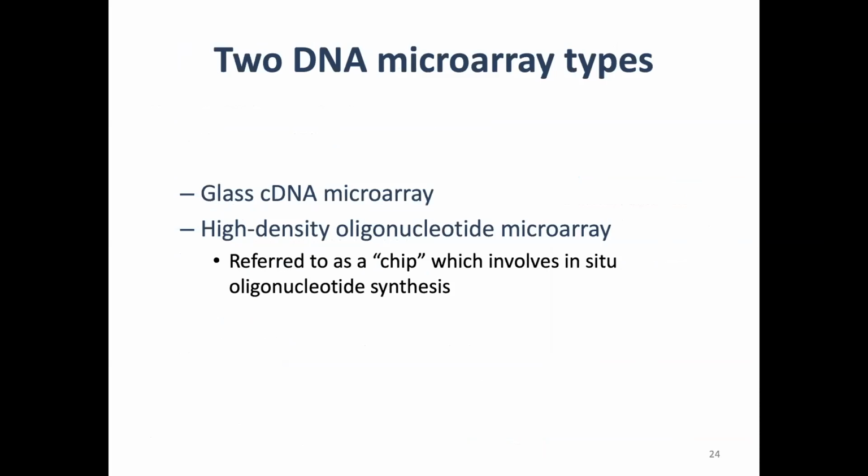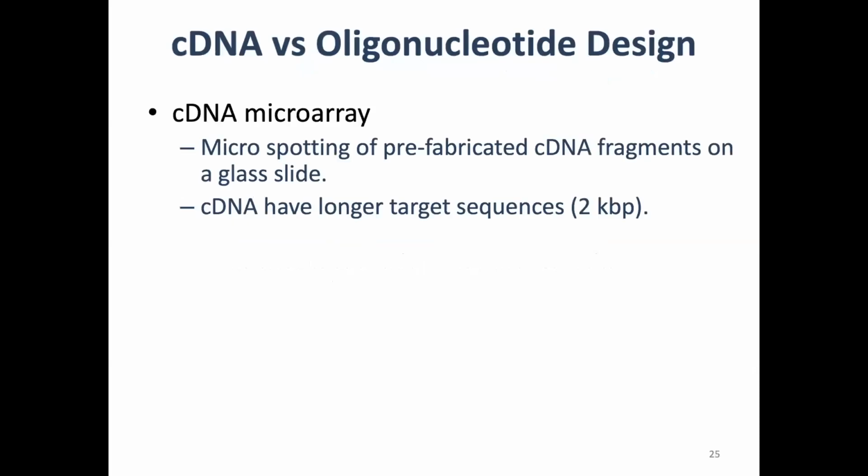Now let's move to the other two types of microarrays. Broadly, there are two types of microarrays: a glass cDNA microarray from Agilent, and a high density oligonucleotide microarray, which is a chip-based microarray from Affymetrix. Let's discuss what these are. In the cDNA microarray from Agilent, the probes are printed on glass slides, and the probes are pre-fabricated complementary fragments that are longer than 2 kilobase pairs long.